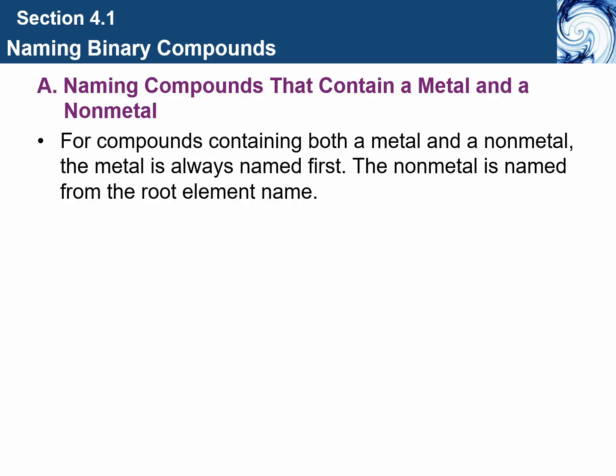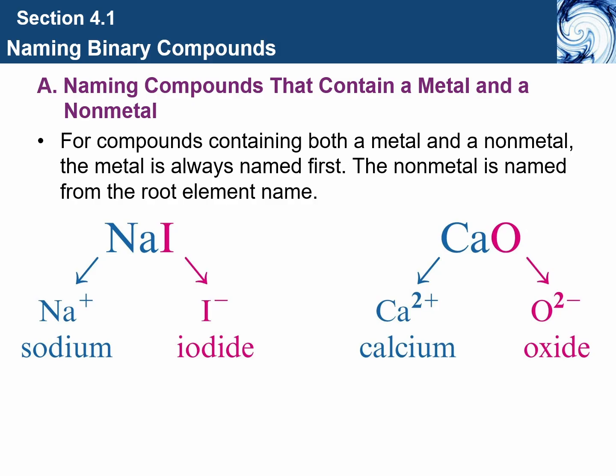All right, so just to show that in another way, to reiterate, any binary compound has a metal and nonmetal. The metal is named first. The nonmetal is named second using the root of the element followed by IDE. The example we've got right here is NaI, sodium and iodine, but because it is an anion, it's iodide, so that's sodium iodide.